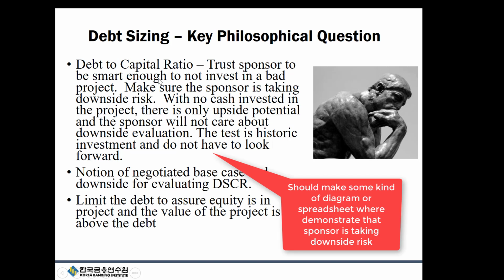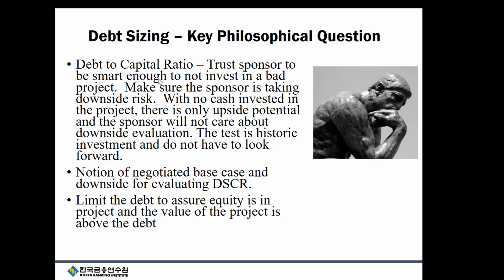Here's the real philosophy. You've got to understand the philosophy. Should we trust the sponsor to be smart enough to not make a bad project? If it's ExxonMobil or somebody else, we hope that they're not going to be that stupid. But if Exxon and Mobil or anybody else, they don't have to put any money down and they only look at an upside, then how can we trust them?